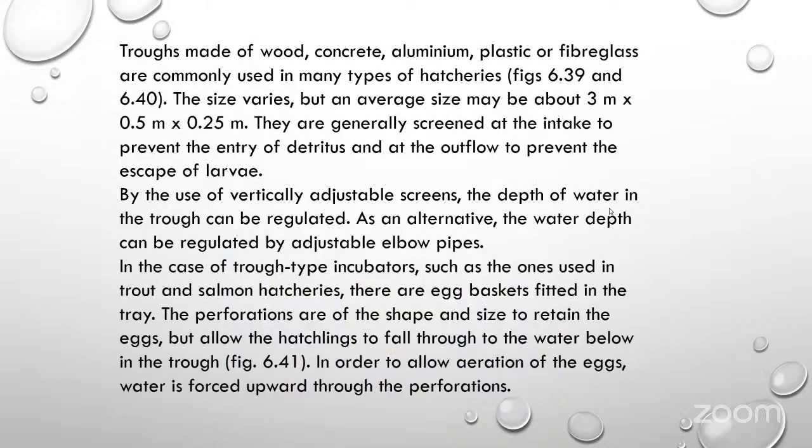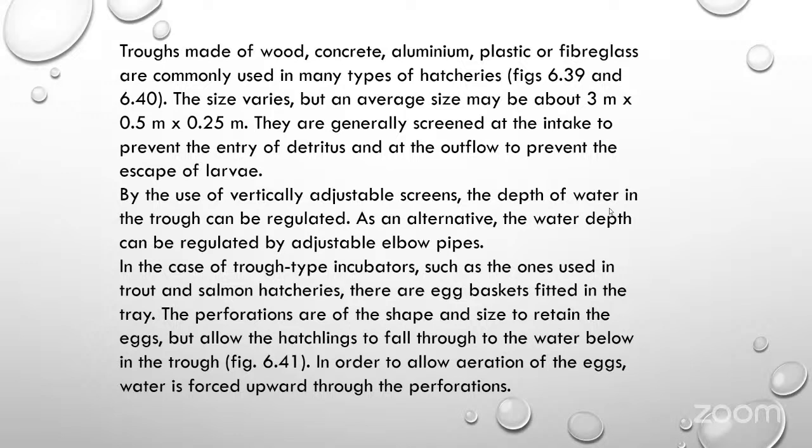Troughs made of wood, concrete, aluminum, plastic, or fiberglass are commonly used in many types of hatcheries. The size varies, but an average size may be around 3 meters by 0.5 meter by 0.25 meter.